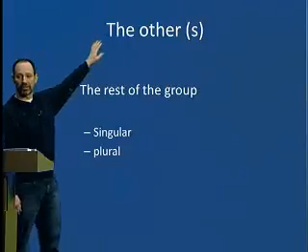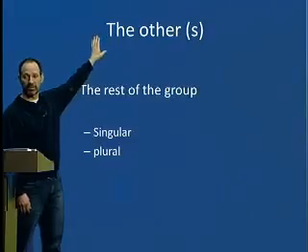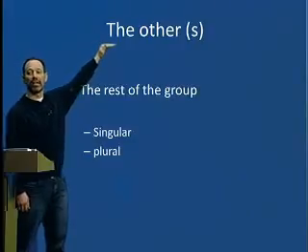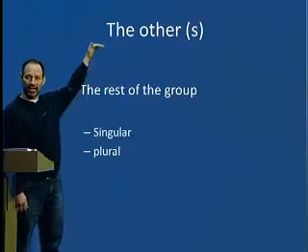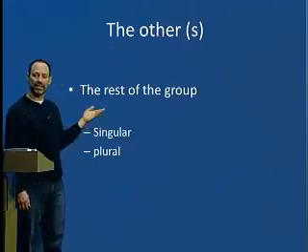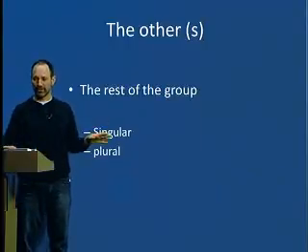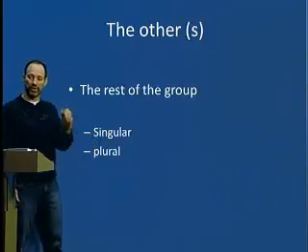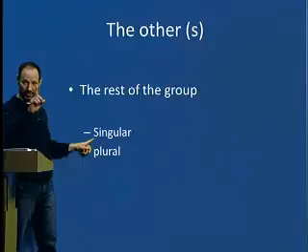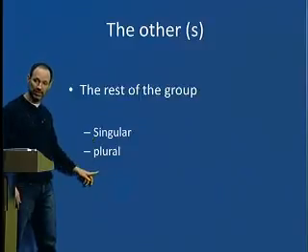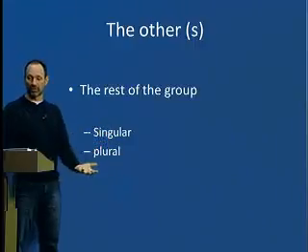Now we'll move on to the last form of other, which is the other, or sometimes it's plural with others. We have the word the. And whenever we put the in front of other, it gives the idea of the rest of the group or all that remains. And with this one, it could be singular if there's just one more for the rest of the group, or it could be plural where there's two or more as the rest of the group.